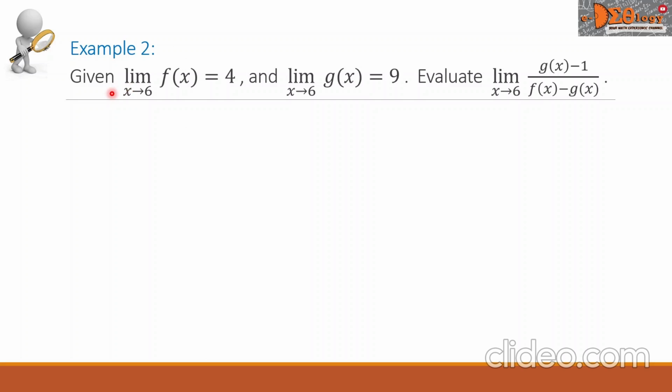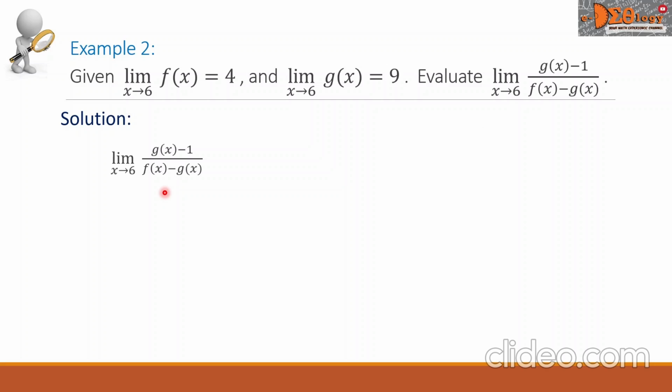Example 2. Given the limit of f of x as x approaches 6 equals 4, and the limit of the function g of x as x approaches 6 equals 9, let us evaluate the limit of this rational function, g of x minus 1 all over f of x minus g of x, as x approaches 6. Let us copy the problem down here.